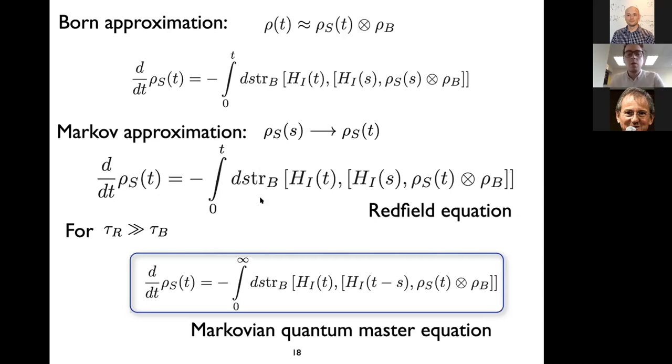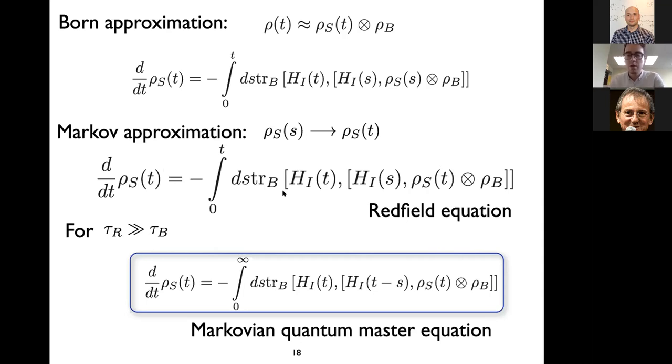Okay, so at this point, we can see that in this equation of motion for rho s, we've made the weak coupling assumption and we've made the first part of the Markov approximation, but we can still see that the integrand on the right hand side depends on the initial preparation of our system bath environment. So in that sense, the time evolution governed by this equation of motion still has some history of its time evolution. So obviously, through the Markov approximation, we want to completely remove that.